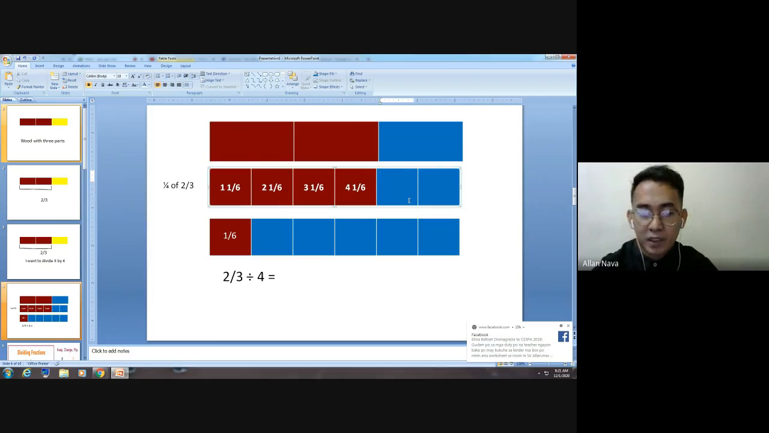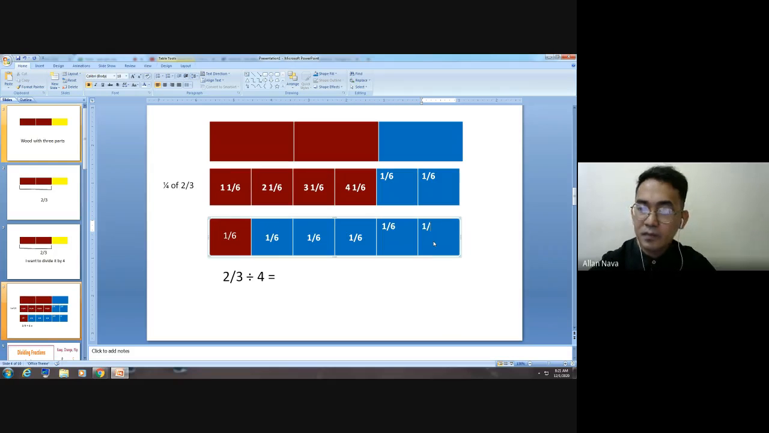Even yung blue one, kasi part pa rin siya ng wood, hindi mo lang siya kasinama sa hatian. That is still 1/6. Okay? So, ito, 1/6 din to lahat, kasi nga 6 parts siya. But, again, please focus on the brown part, portion. Okay? So, there you have it.